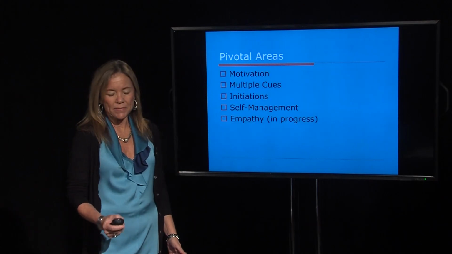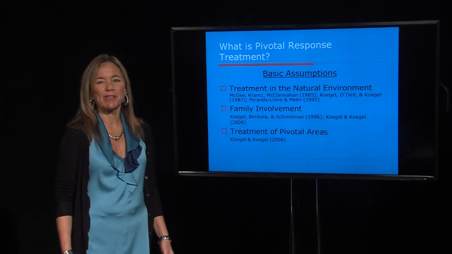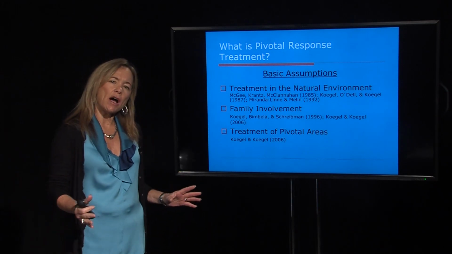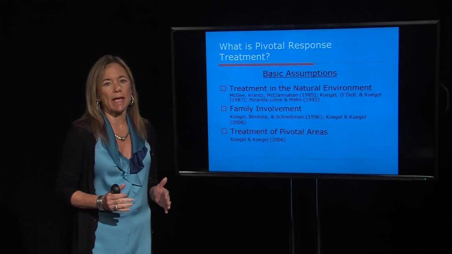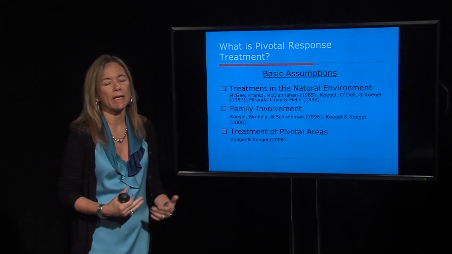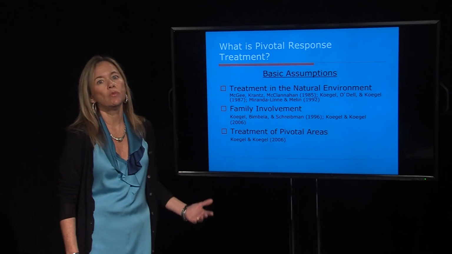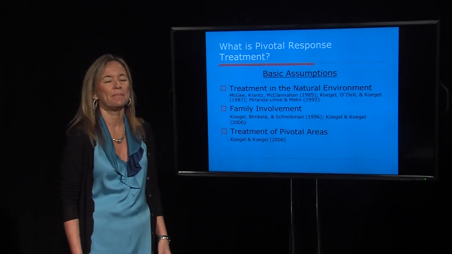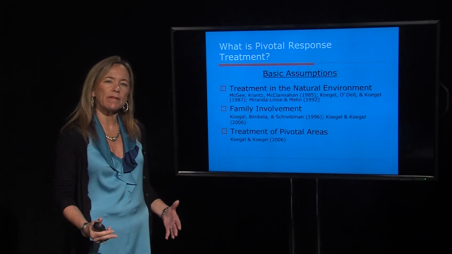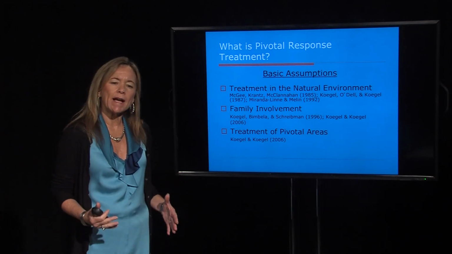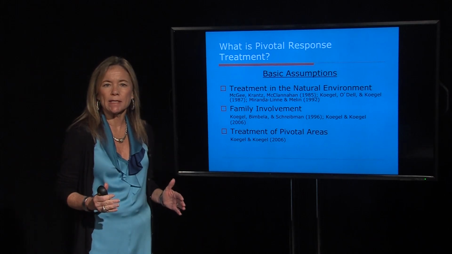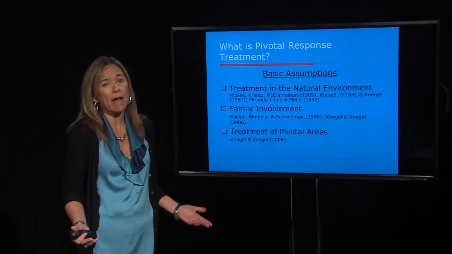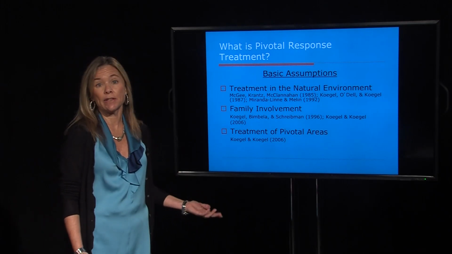And finally, there's the issue of treatment of pivotal areas. And what I mean by pivotal areas is, in contrast to the more traditional ABA procedures where we taught one behavior at a time, it took a really long time for the kids to make progress. They did make progress, but it took a long time. And when we started the search for pivotal areas, we thought if we could find some key core areas that result in widespread changes in untreated behaviors, we'd have a much more efficient and effective intervention.